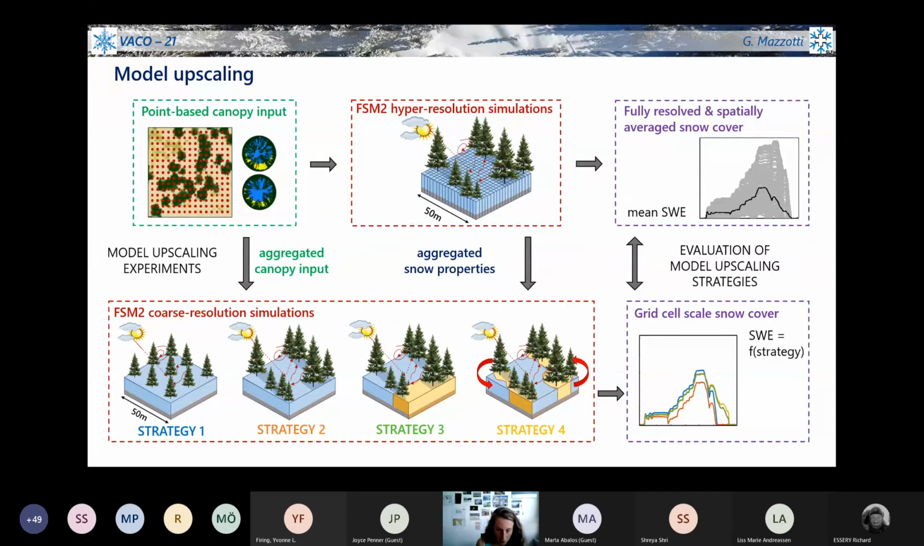So we looked at 4 different coarse resolution modeling strategies that I don't really want to go into detail here. But essentially, these 4 strategies differed by how they implicitly account for either canopy structure variability or snow cover variabilities, and also for interactions between the two. And their complexity ranges from not accounting for variability at all in strategy 1 to accounting for interactions in strategy 4, so they're increasingly complex.